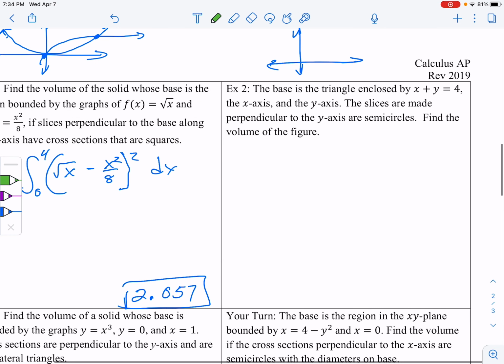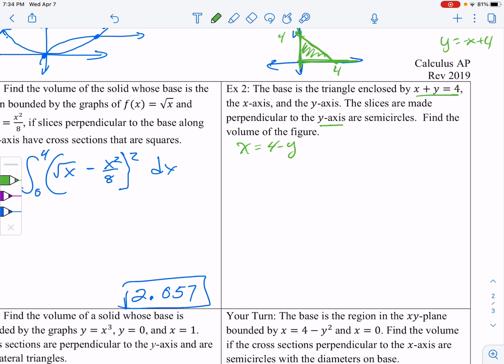It's here, or it's here, and that would be the same as y equals negative x plus 4. So it goes this way. So that's 4 and that's 4. So that's the base, okay? Oh, it says to the y-axis. So first I have to solve this for x instead. Okay, x equals 4 minus y.